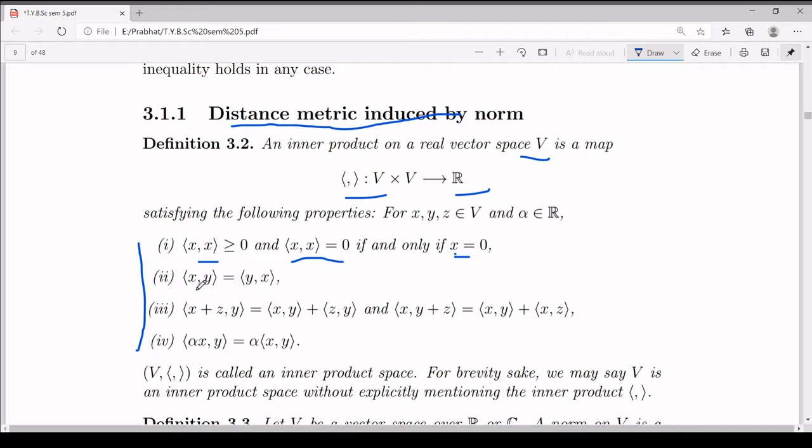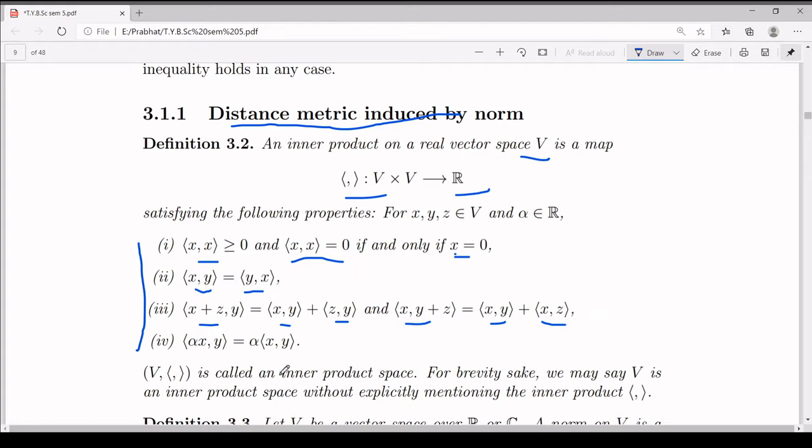Second condition which this map should satisfy: the image of x comma y should be equal to the image of y comma x. The third is the image of x plus z. x and z are again two elements of V and y is also a third element of V. So if you look for the image of the pair x plus z comma y, it should be equal to the image of xy plus the image of zy. And similarly for the second coordinate, the image of the pair x comma y plus z should be equal to the image of xy plus the image of xz.